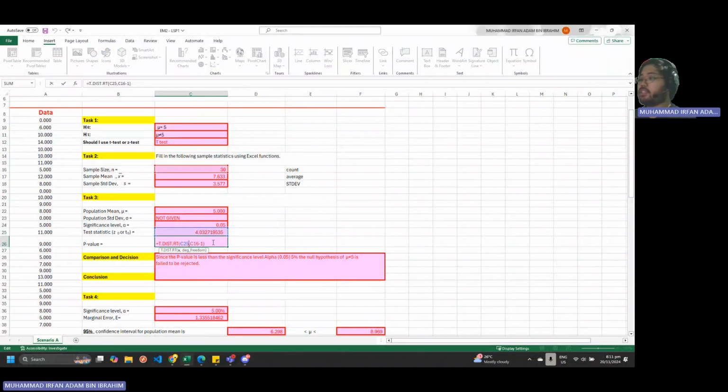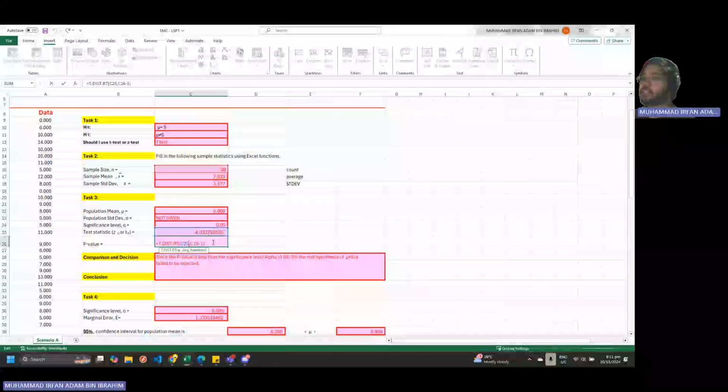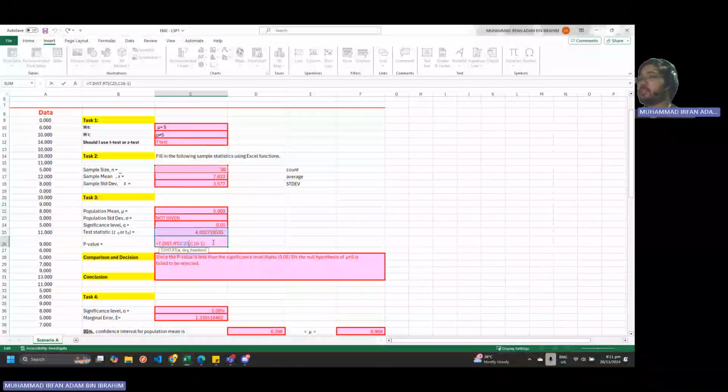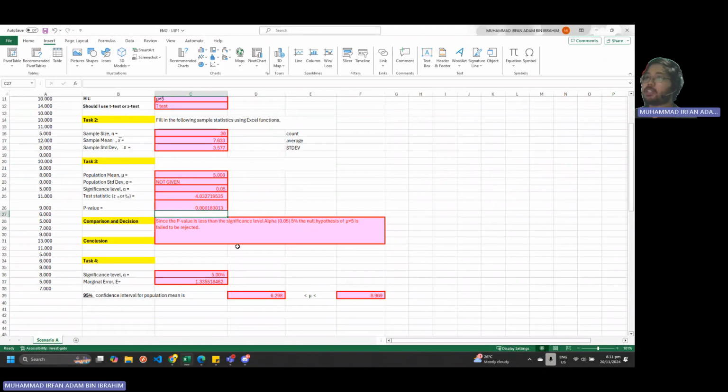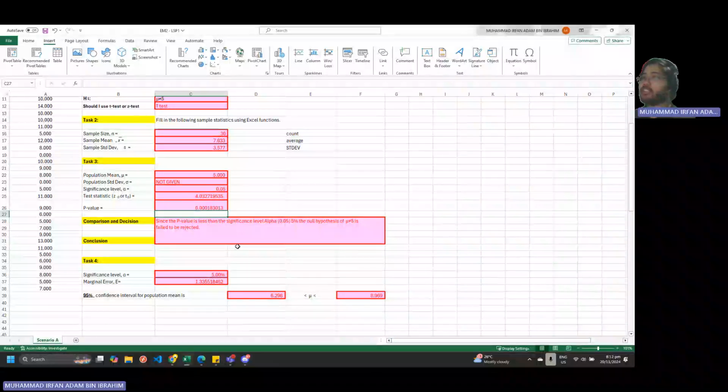And our p-value is T.DIST.RT with our test statistic and sample size minus 1. So why minus 1? Because it corresponds with the degrees of freedom, which is n minus 1, which gets 0.000183. So since the p-value is less than the significance level of 0.05 or 5% alpha, the null hypothesis of 5 is rejected.